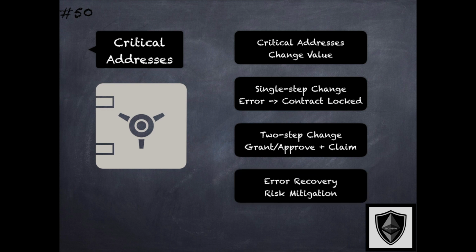So this aspect of critical addresses being changed and allowing errors to be recovered by moving away from a single step to a two-step change is a critical aspect of mitigating the risk from incorrect address changes.